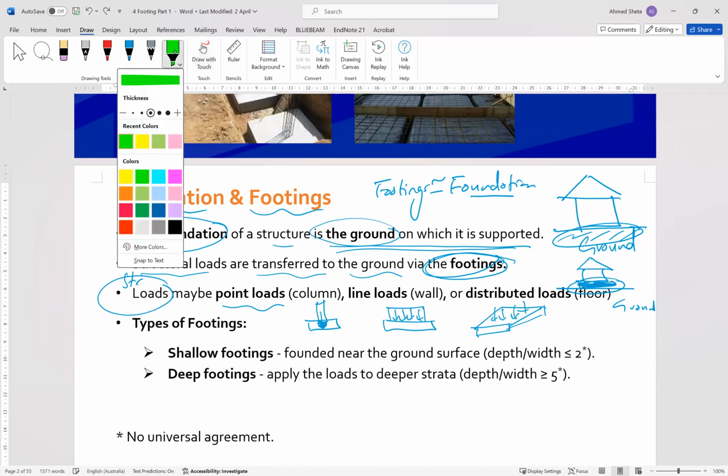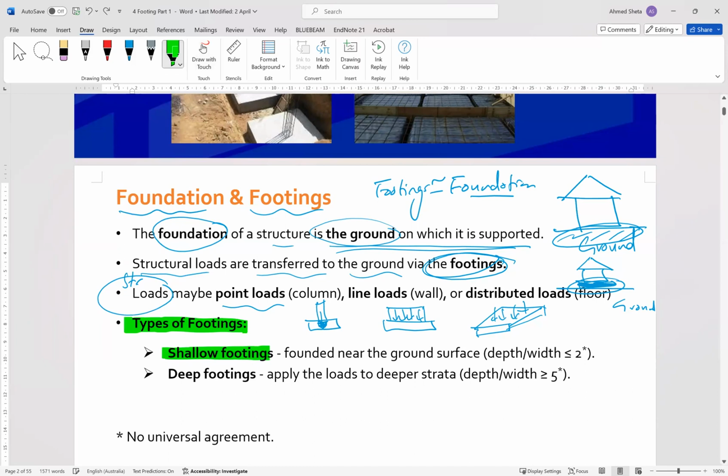The types of footing we have: shallow foundation and deep foundation. Shallow foundation means footings or foundation founded near the ground surface. Depth to width is less than 2. Deep foundation applies the load to deeper strata or layers of soil. Depth to width is more than 5. Okay, there is no universal agreement for that or no formula, but just from experience.